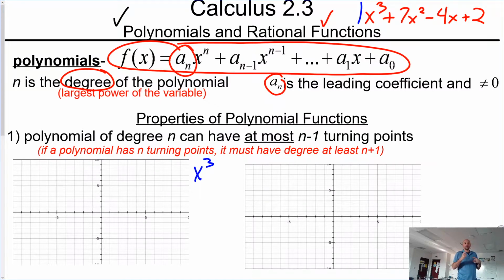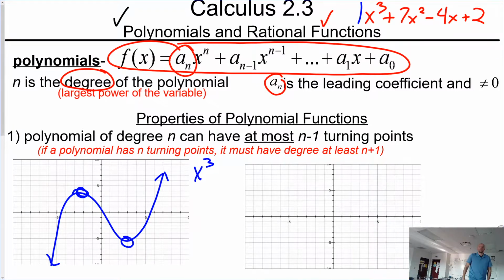Now when we talk about turning points, the graphs always go left to right, just like you read words on a page. A turning point is changing direction, going from increasing to decreasing or decreasing to increasing. Those are your turning points. So a degree 3 can have at most 2 turning points. That would be the idea of this. This is a turning point there, that is a turning point there.